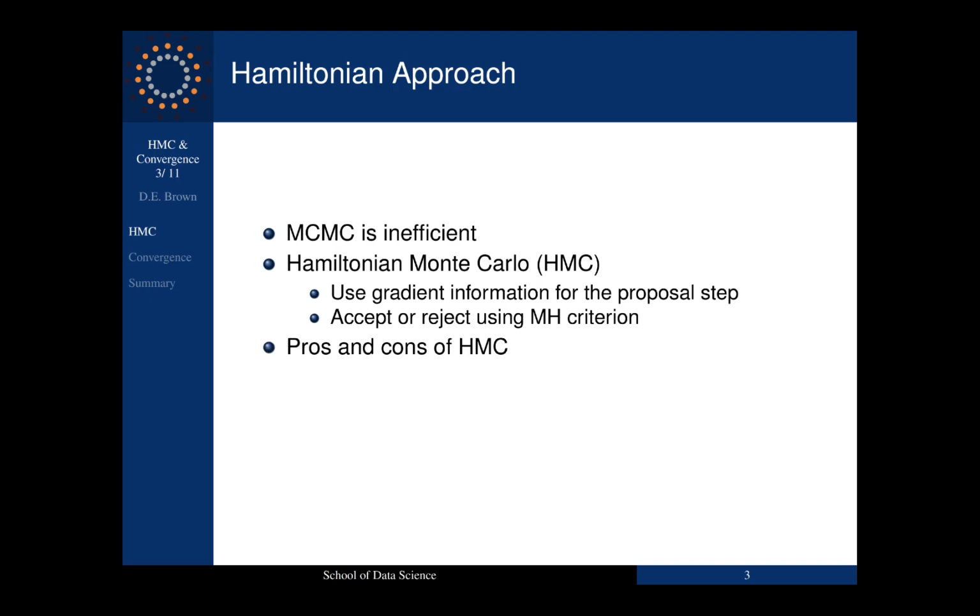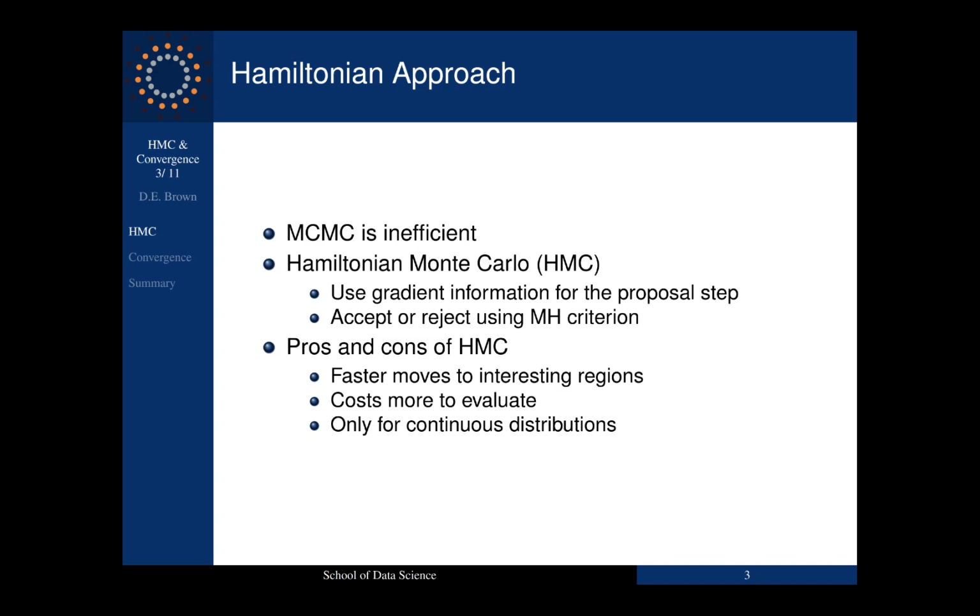So what are the pros and cons of this? Well, the quick summary is faster moves to interesting regions. So we're able to much more efficiently search the distribution that we're interested in. And that gives us answers in a much quicker time than we can get with standard Markov chain Monte Carlo. However, it imposes a cost. In order to get that gradient, we have to compute the gradient, so there's additional cost associated with it. And also, it only works for continuous distributions, because obviously we can't take a gradient for a discrete distribution.